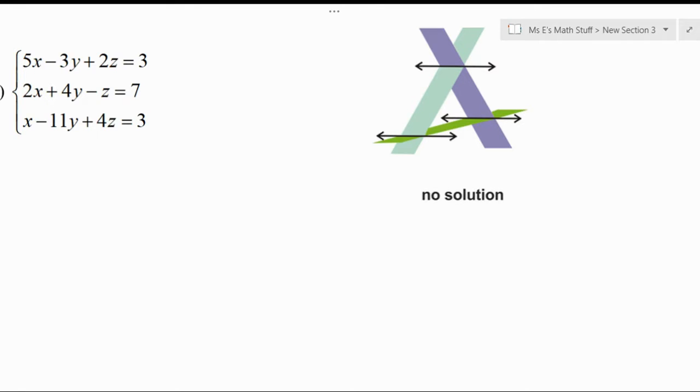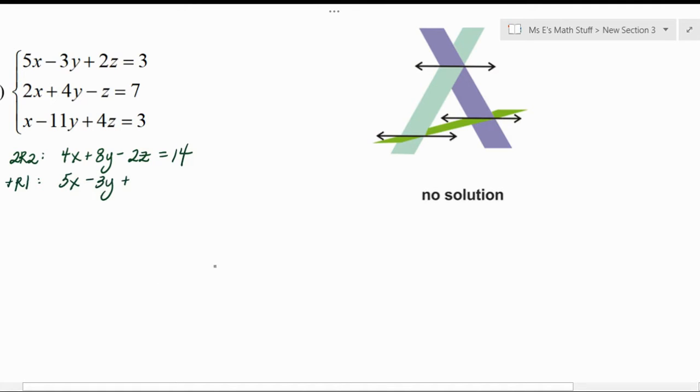I'm going to start by combining row 1 and row 2, just because it looks easy and I can keep my numbers small. So I'm going to do 2 times row 2, which would be 4x plus 8y minus 2z equals 14. And then I'm going to add that to row 1, which is as is, just copying it. Okay, so let's add those together, and we'd end up with 9x plus 5y, 0 z's, which was the whole point, and then equals 17.